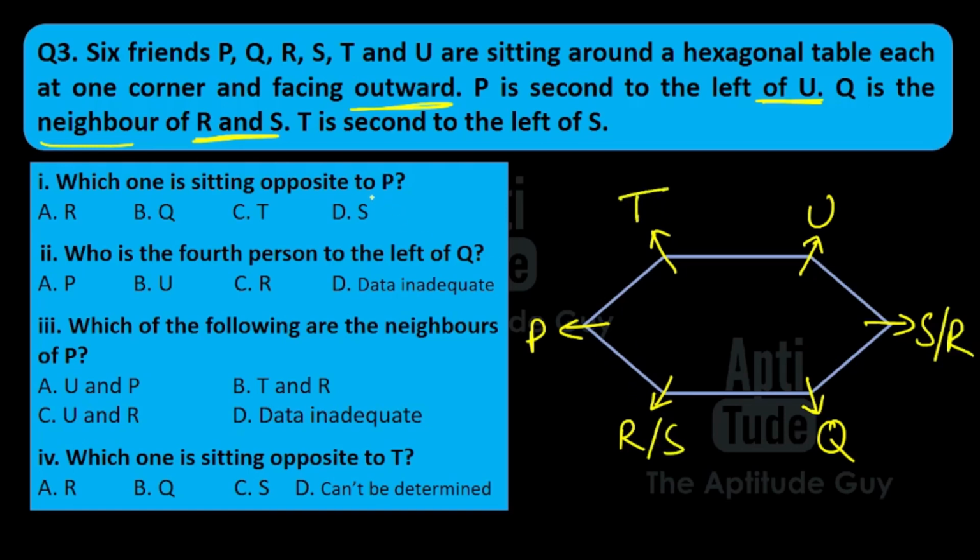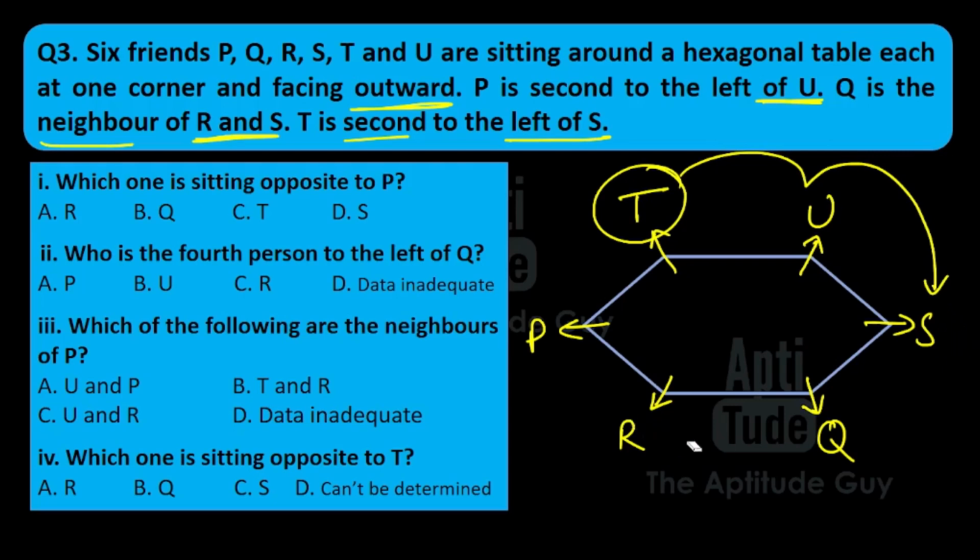Now the last line says T is second to the left of S. If T is second to the left of S, that means S is second to the right of T. Exactly opposite of this. S is second to the right of T. T is over here facing north. So right is this side. Second place. 1, 2. This one is S. So this one will be R. Done. This is the final arrangement.